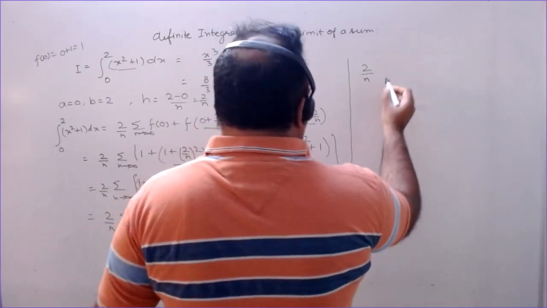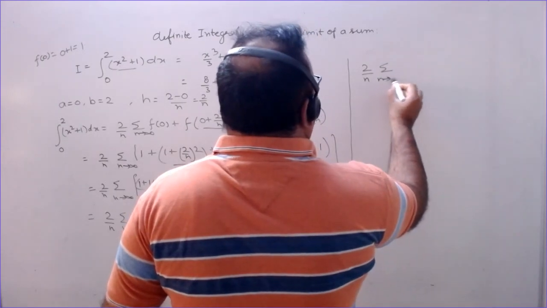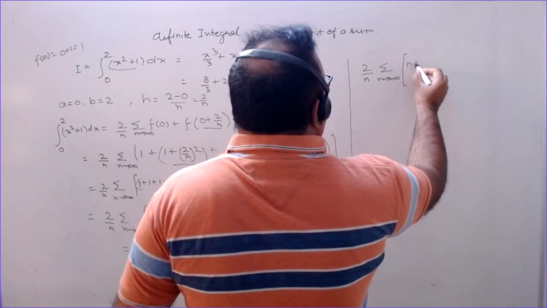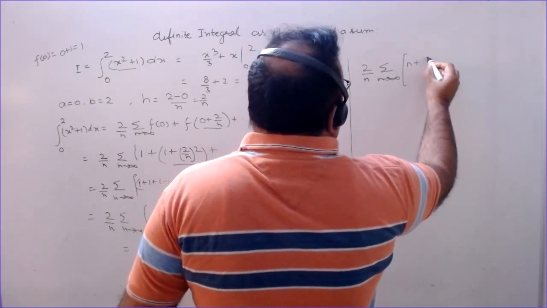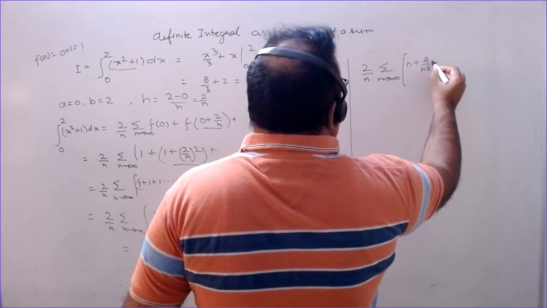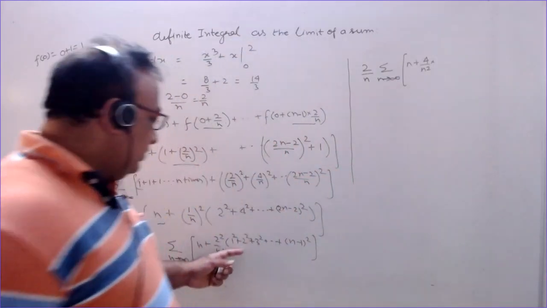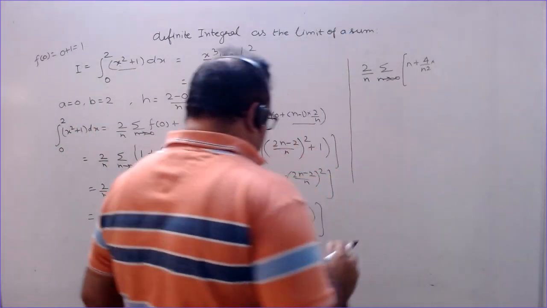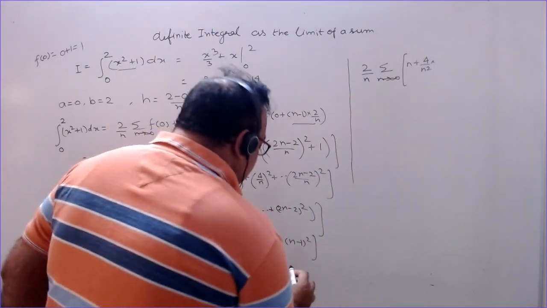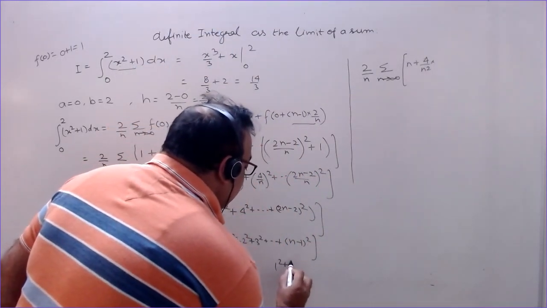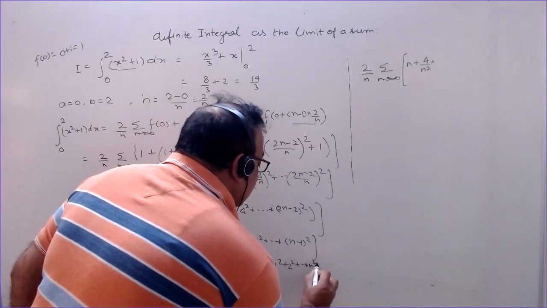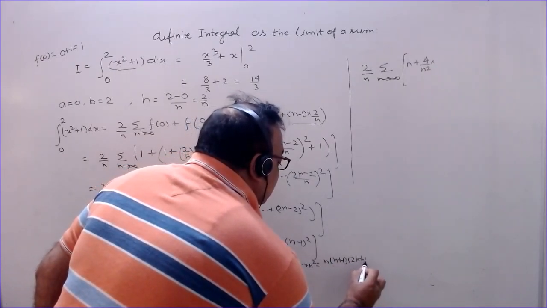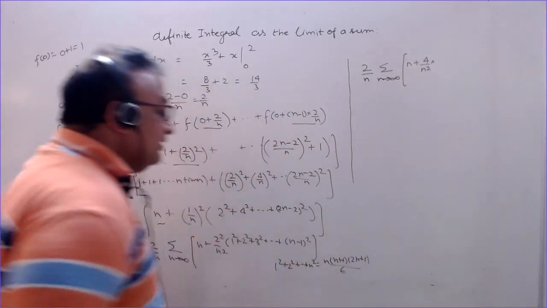By n sigma, n tends towards infinity, n plus 4 by n square into, I have to write the sum of this. The first term of such summation is, if I write 1 square plus 2 square plus up to n square, this is n into n plus 1 into 2n plus 1 divided by 6.